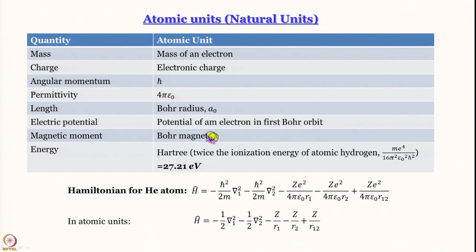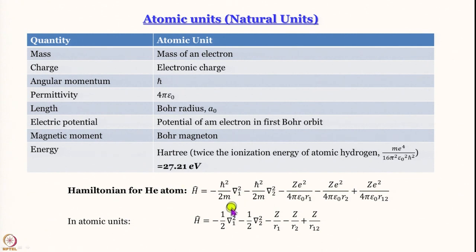And Bohr magneton is the unit of magnetic moment, energy unit is Hartree, remember. And one Hartree, again I am stressing this because it is very easy to lose sight of this, one Hartree is actually 27.21 electron volt, substantial in atomic scales. So when you use all this, the Hamiltonian for helium atom that we had written earlier boils down to something simpler in atomic units.